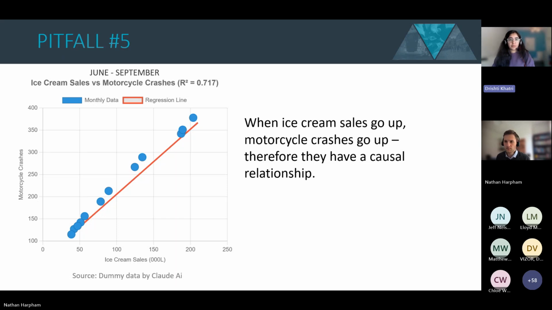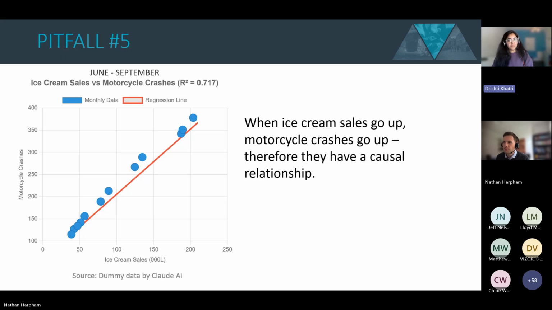When I did the linear regression for the months of June to September, I understood that the R square is 0.71. So for those of you that don't know, R square measures the goodness of fit. That basically explains the variation in the dependent variable. So in this case, it would be that ice cream sales are explaining 72% of the variation in motorcycle crashes.